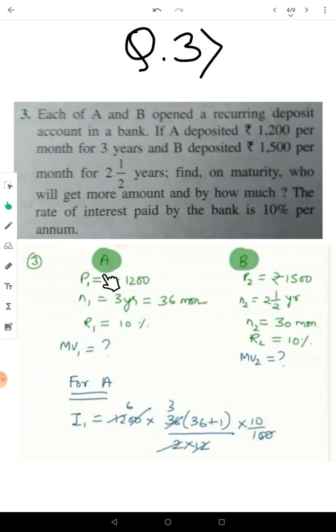Now question number 3. A here, B here. I have done it like this. So for A, the principal is rupees 1,200. So we will consider P1 and P2.